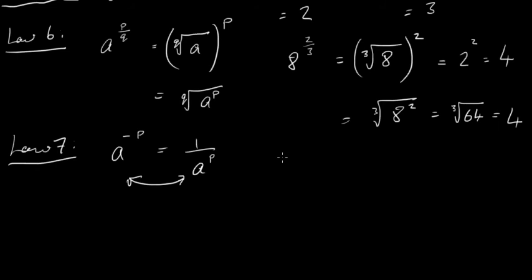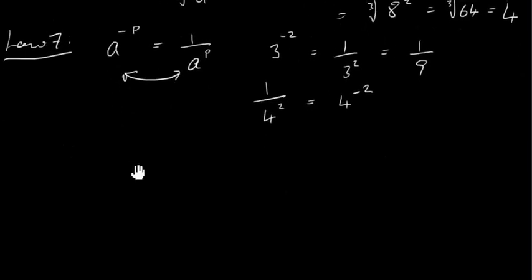So for example, say we've got 3 to the power of minus 2. That's just simply 1 over 3 to the power of plus 2, which is just simply 1 over 9. Or say, for example, if you work the other way, say you've got 1 over 4 to the power of 2. That's exactly the same as 4 to the power of minus 2. You can bring this up, just change the sign of the power on the bottom here. So you can work in both directions here. Okay, so that's law number 7.